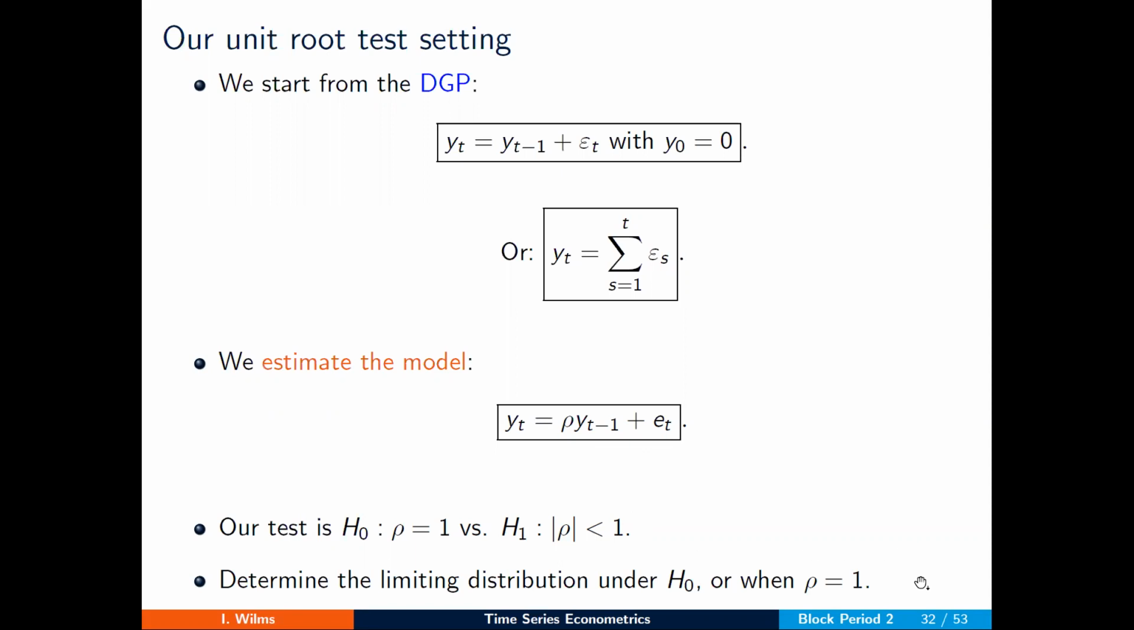Let us now determine the limiting distribution of our test statistic under the null of a unit root. And in the derivations, we will often make use of the DGP, which I will always indicate in blue. And we will also need the details of the models that we will estimate, which I will always indicate in red on the next couple of slides.